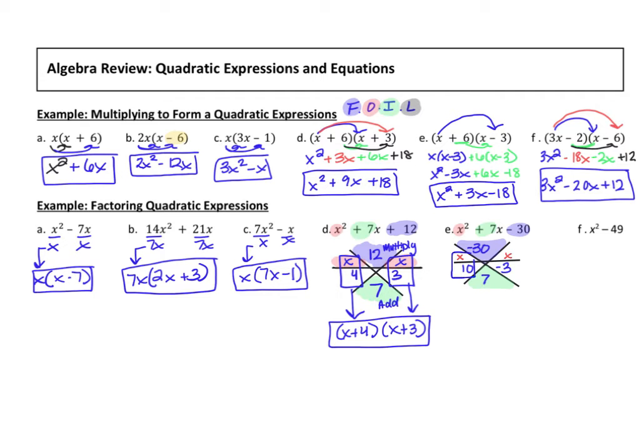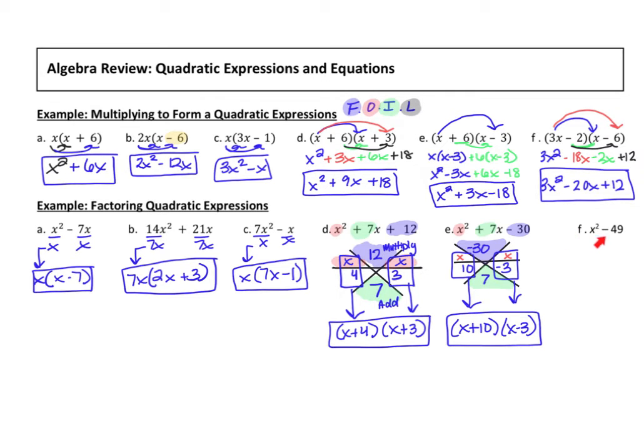This is going to represent one of my binomials. So I have an x and a positive 10, so that's going to be x plus 10. And then this one, notice I have an x and a negative 3. That's just going to be x minus 3. These can't be further simplified, so this is going to be my final answer.